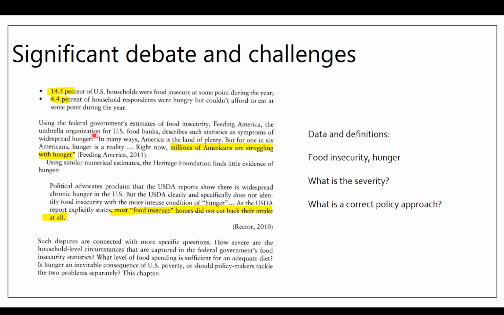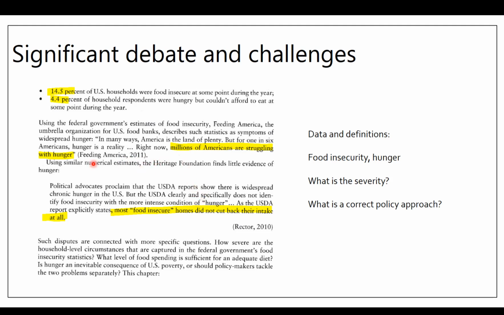The start of the chapter, though, goes into Feeding America, the group that works on U.S. food banks, the national group that tracks this, and of course is a big player in policy. They also get government assistance, but not just from the federal government, from all sorts of municipalities and so forth, churches, other organizations. But they make the argument America has a lot of food. We know there's enough food. We make way more than we need. We make it and sell it around the world. But 1 in 6 Americans, hunger is a reality. So millions of Americans are struggling with hunger.